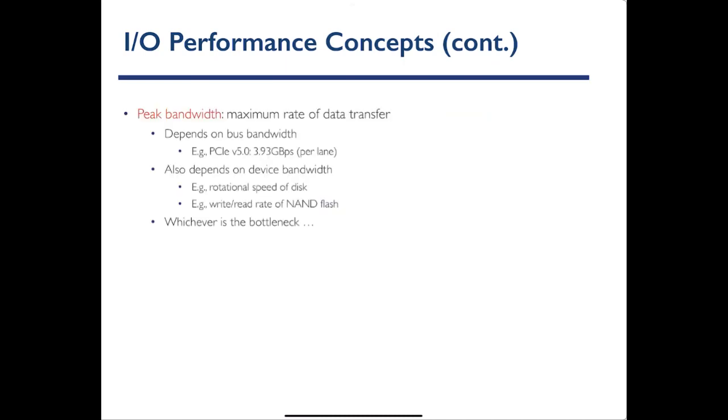Your device has a peak throughput. This is the maximum rate of data transfer. Now, this usually depends on multiple factors. One of them is how fast the data transfer bus is. For example, with PCIe version 5, you get to go all the way to 3.93 gigabytes per second per lane, and you usually have 16 lanes.